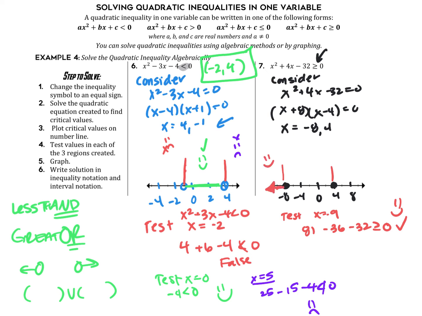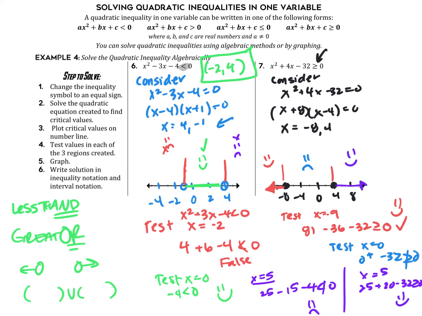I'm going to test in the middle. I'm going to plug in x equals 0 there. 0 plus 0 minus 32. -32 is not greater than or equal to 0. So I'm not going to include this middle area. And then I'm going to plug in a larger number for the far right, like x equals 5. If I plug that in, I get 25 plus 20 minus 32. That is going to be greater than or equal to 0. So this is going to be a part of my solution as well.